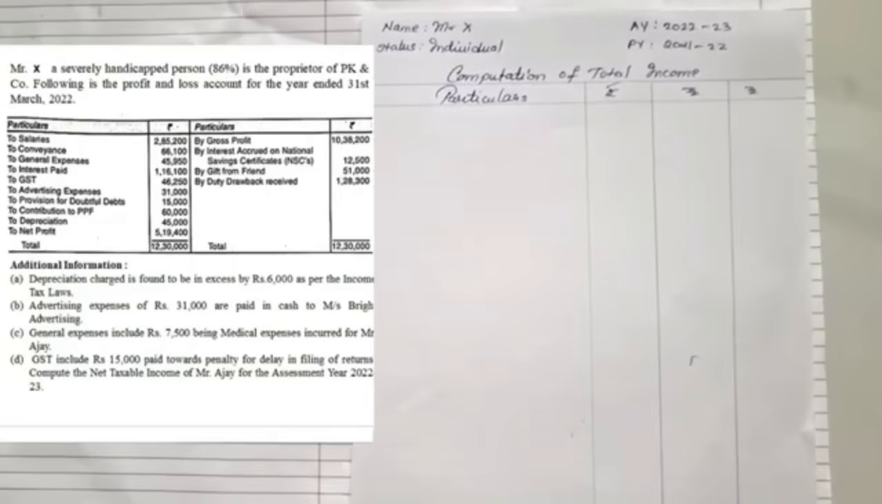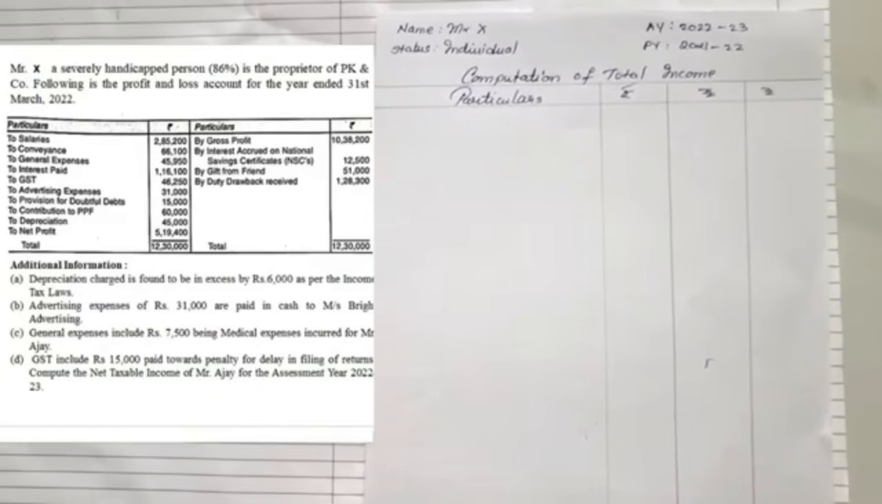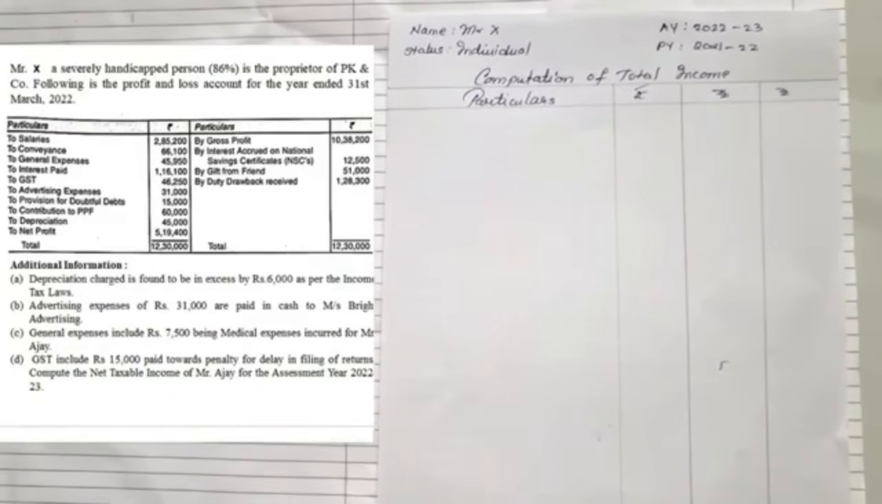Okay, now it is given that Mr. X is a handicapped person with 86% disability, and then they give you the P&L account, and then they are giving you the adjustment. Adjustments are based on depreciation, advertisement, general expense and GST. Okay, so again we have to start first with the income from business and profession.